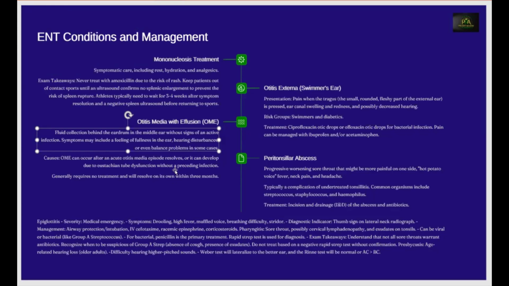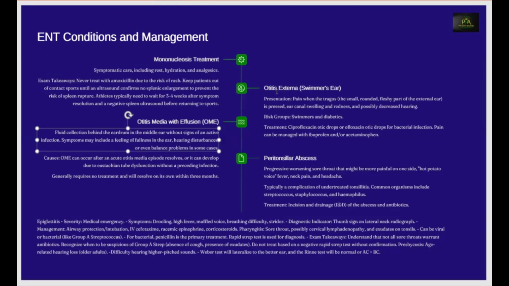This patient can also come back and have what we call tympanic membrane rupture. The patient will tell you, oh, when I was lying down today, I feel like some drainage coming out. So that is tympanic membrane rupture. The treatment is watch and wait.